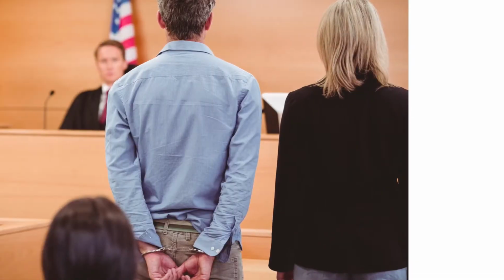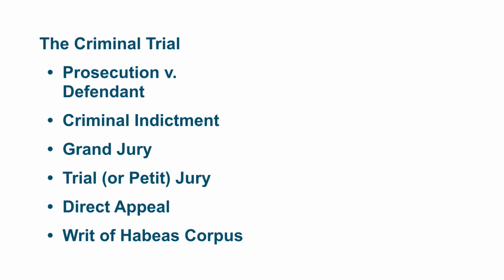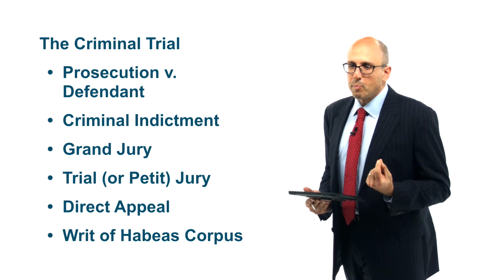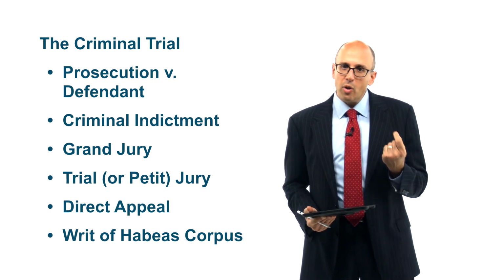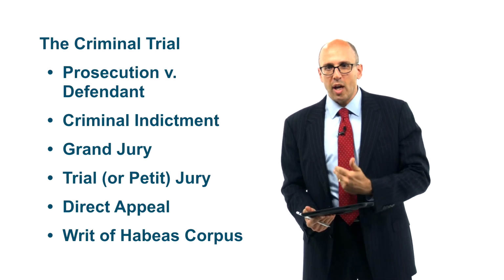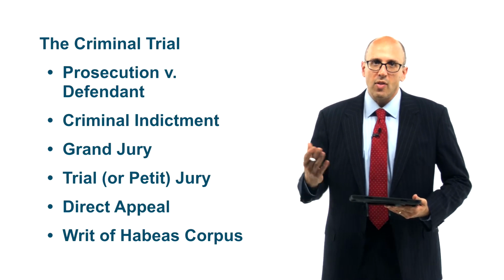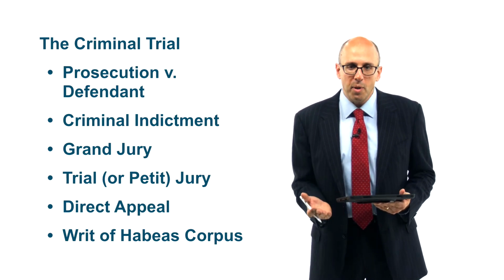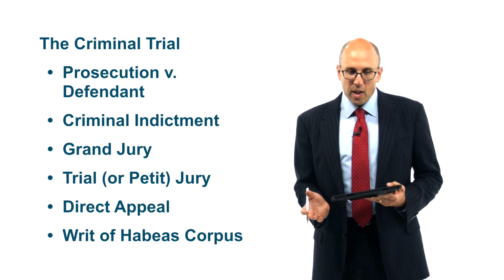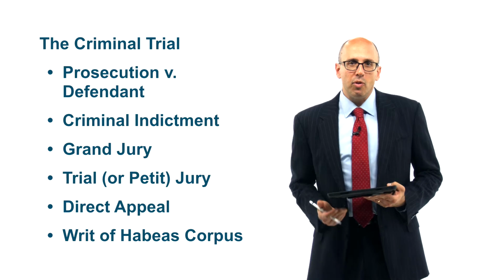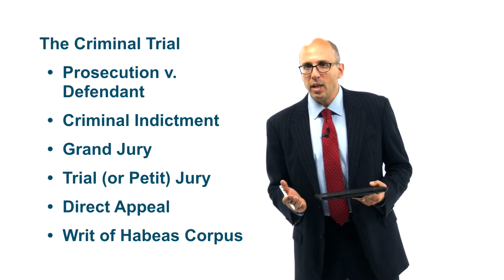All right, now we're going to look at criminal cases and just the basic steps of a criminal trial. First of all, here, as I said earlier, the nomenclature is prosecution and defendant. There's no plaintiff in a criminal case. There's the prosecution, and that always is going to be the government, either a state government or the federal government, versus the defendant. The first thing that happens is you get a criminal indictment. That's kind of the equivalent of the civil complaint.